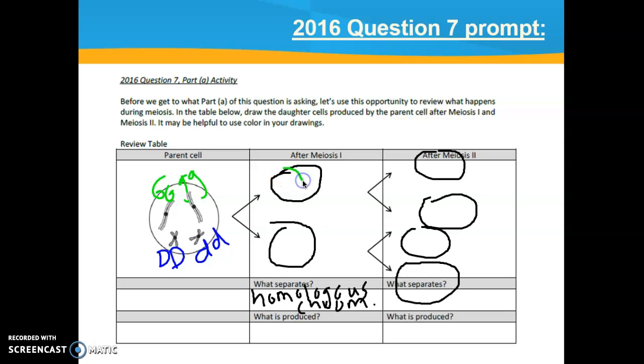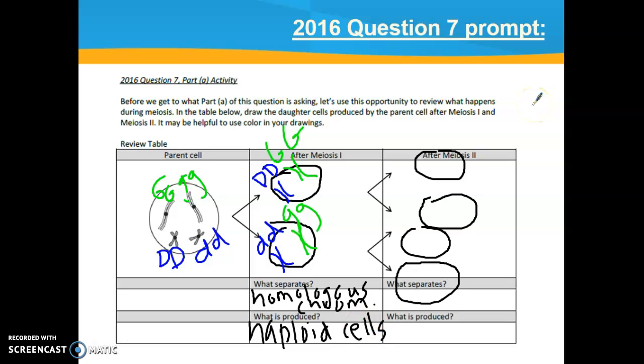You're going to have a big green chromosome here, so big G, and you're going to have little g here. And the same thing's going to happen with your plant height. So we could see, let's do big D here, and little d here. What is produced? We now have haploid cells, and specifically we have 2 haploid cells.